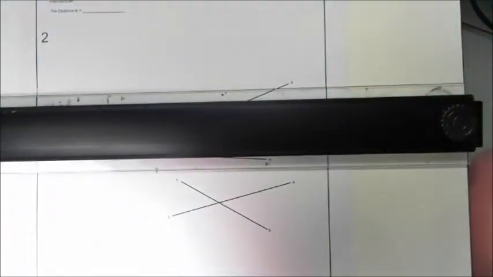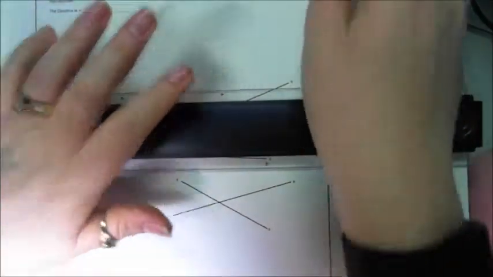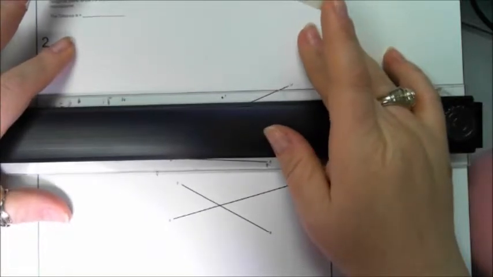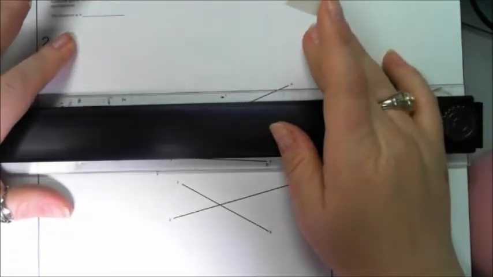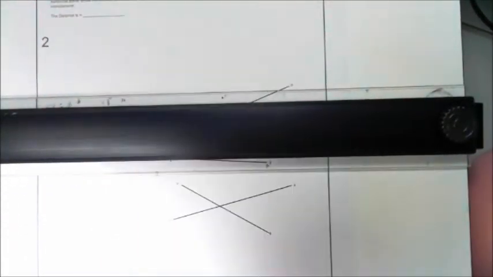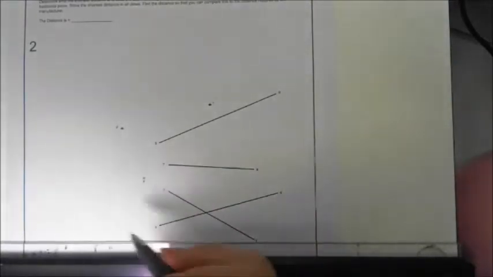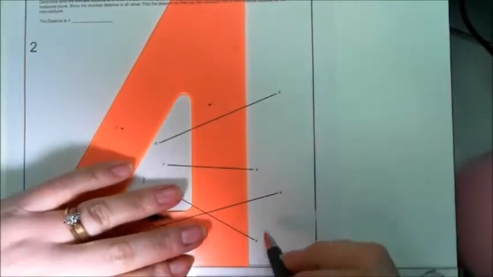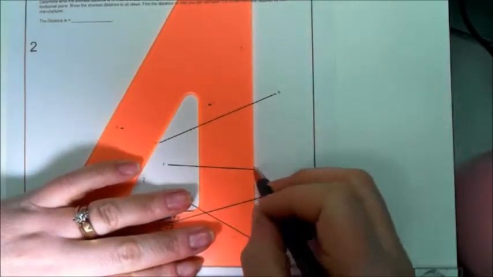Tape it so it doesn't move on us. Oh, it moved. Come on, there it goes. And what we're trying to find is the shortest distance between these angles and lines. So of course, step one is going to be to connect everything.